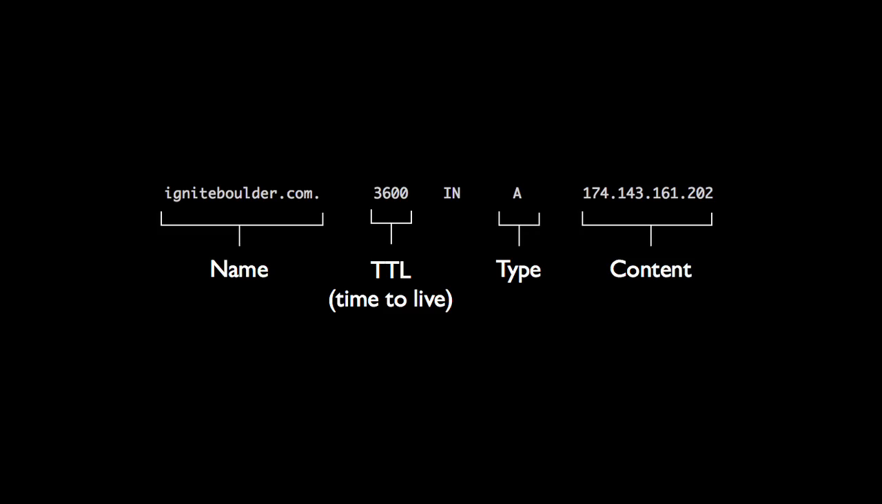This is kind of what they look like. There's a name, there's how long that record's going to live, there's the type of record, and there's the content. And all DNS records follow this same format. That's it. There's basically 4 pieces to it. So if you get these 4 pieces, you'll be good to go.